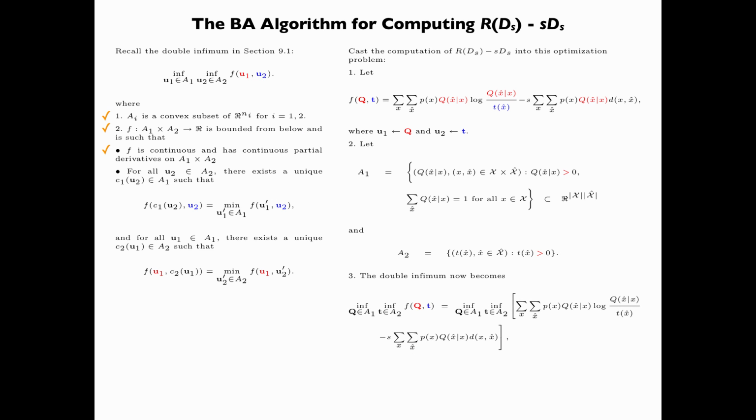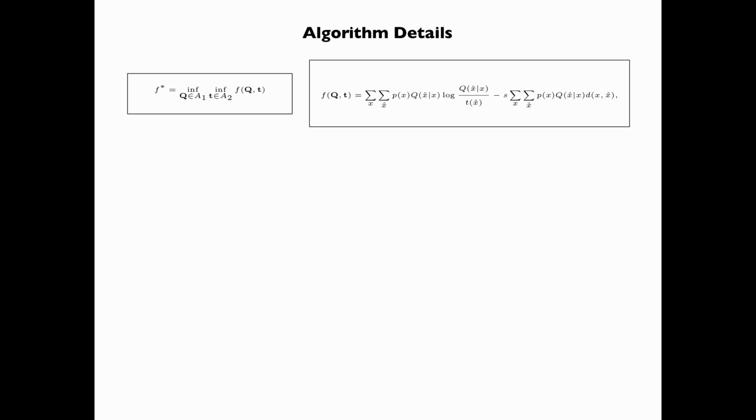Therefore, the double infimum now becomes inf over q in A1, inf over t in A2, f of q and t, where f of q and t is given as the double summation in step 1. The infimum over all t in A2 is in fact a minimum, which is equal to I(P,Q), and f star, the value of this double infimum, is equal to R_D(S) minus S_D(S). We now fill in the algorithm details.